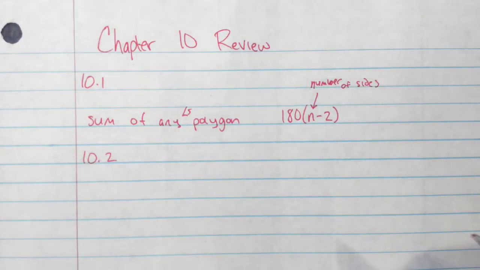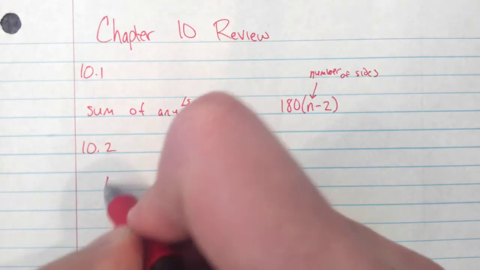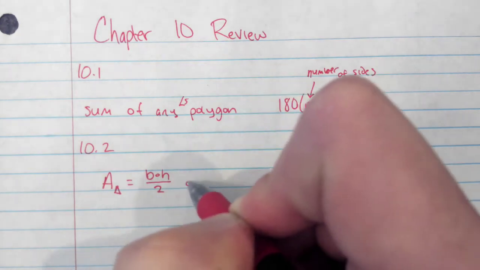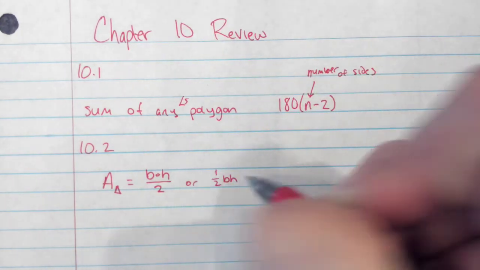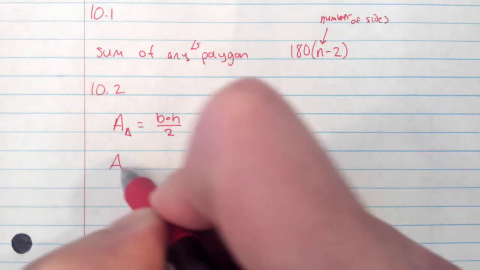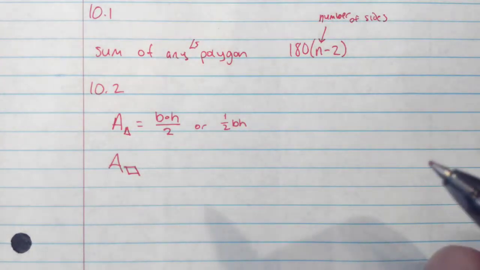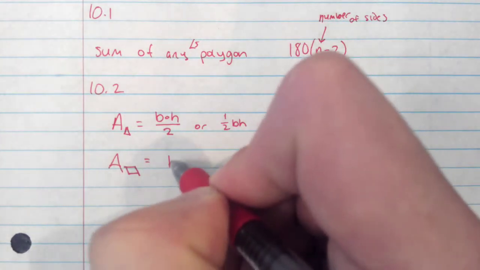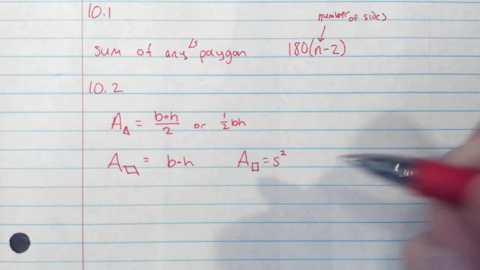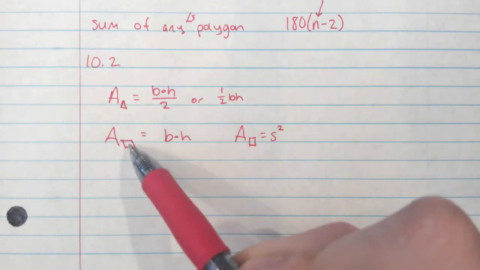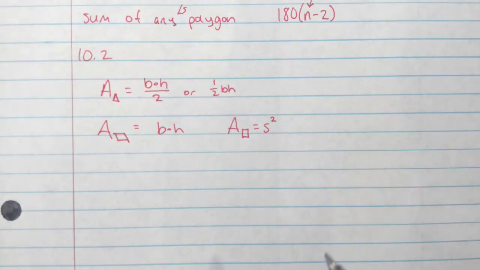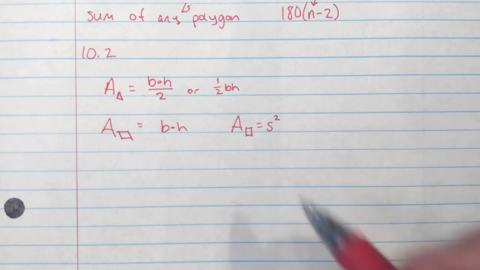10.2, this was finding the area of all sorts of figures. So we'll just go through them. The area of a triangle is base times height divided by 2, or if you prefer 1/2 base times height, same thing. For a parallelogram or a rectangle or a square, really, it's just base times height, but more formally for a square, it was just the side squared. So this works for parallelograms or rectangles, and also squares, but if you want to remember the additional one for squares, that's fine.